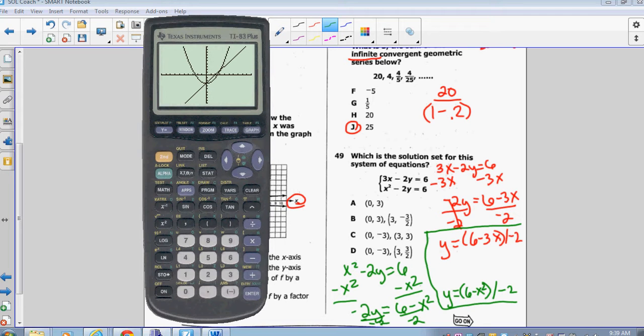And you can almost eyeball where the answers are, but remember that second intersect, or second calculate, and then choose intersect, gives you the exact answer. So you do enter, enter, enter. One of the answers is 0, negative 3, so it looks like it's going to either be C or D. And then second, trace, intersect, move closer to the other answer. And then enter, enter, enter. So you get 3 and 1.5. So that would match answer choice D.